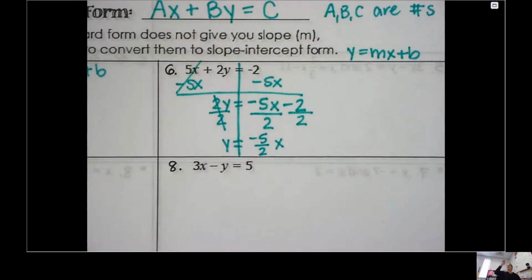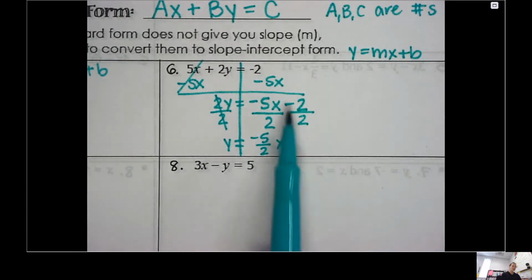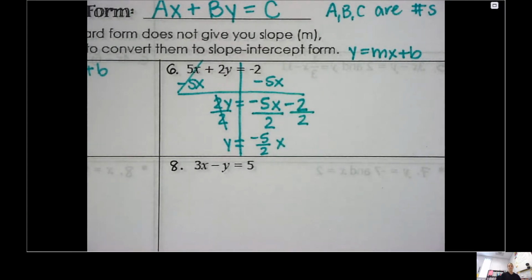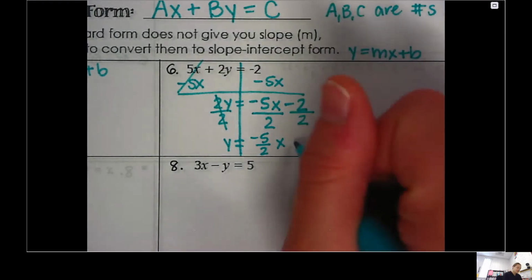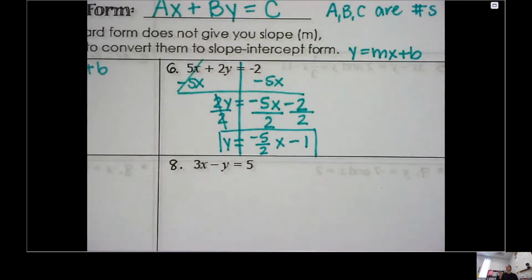Because that means go down 5, go to the right 2. Fractions are good here. It's just telling you which way to move. And then what is negative 2 divided by 2? Oh, negative 1. And there's your equation. So fractions are fine. You want a fraction, actually. This is like the one time in your life you want a fraction.